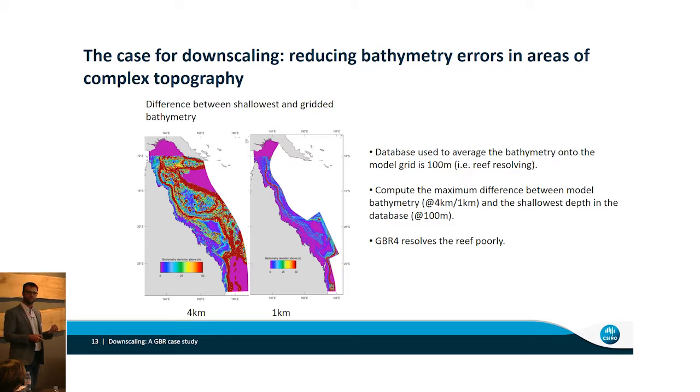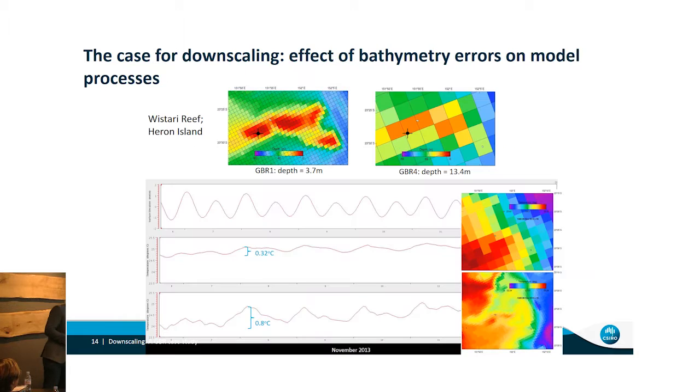But where we've got very topographically complex areas like fringing reefs, for example, we see that the errors are quite large and may exceed 50 metres. If we now compare that to the 1 kilometre model, we see that the error in the bathymetry is substantially reduced. So what's the actual impact of that?